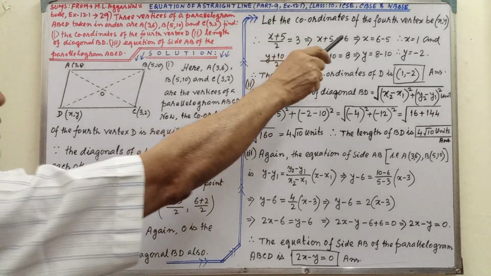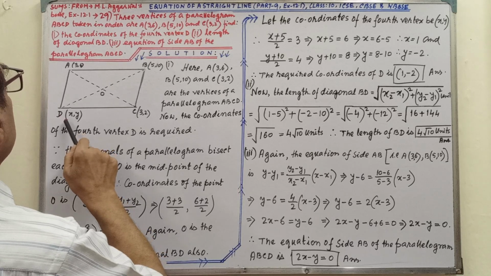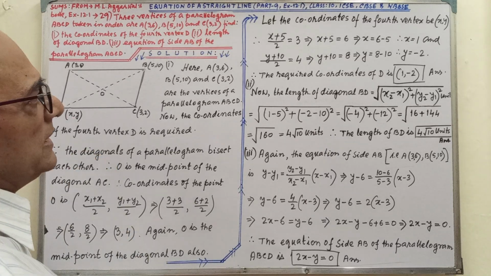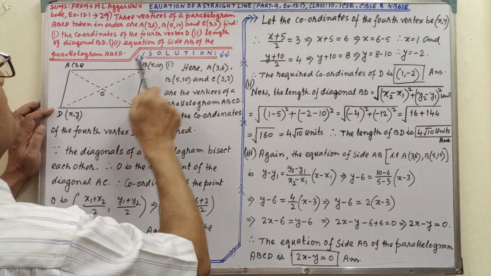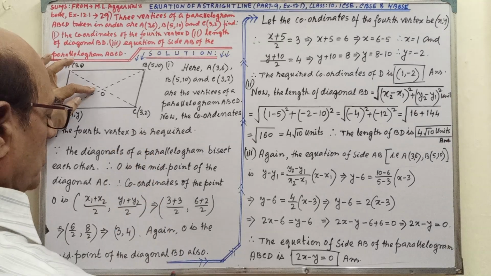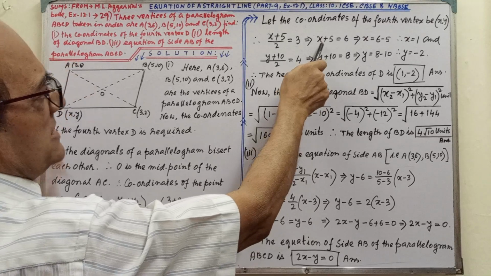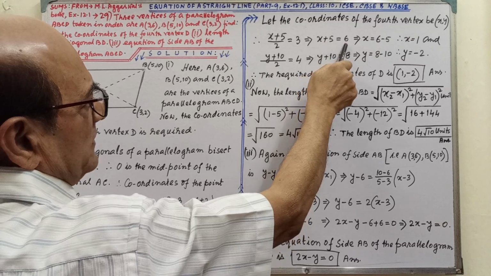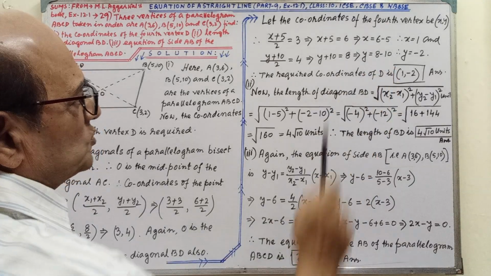Let the coordinates of the fourth vertex be (x, y). We have taken the coordinates of D as (x, y). By applying the midpoint formula, that is (x1 plus x2) divided by 2 equal to 3. The midpoint coordinate we have got here is 3, and by simplifying, by cross multiplication, x plus 5 equal to 6 and x equal to 6 minus 5, therefore x equal to 1.